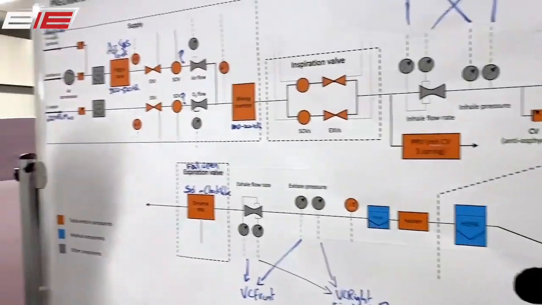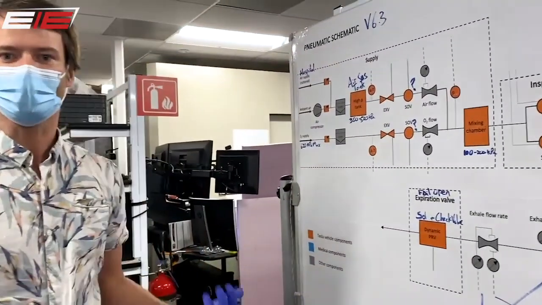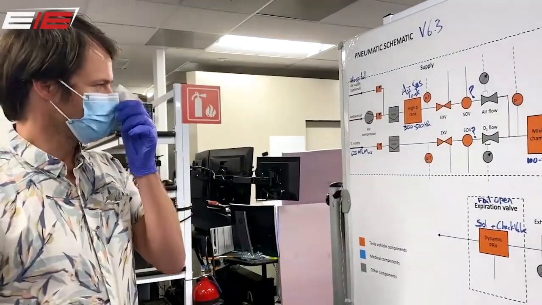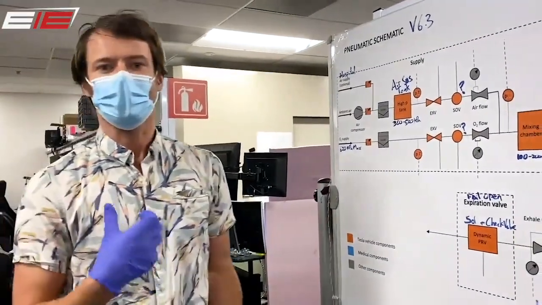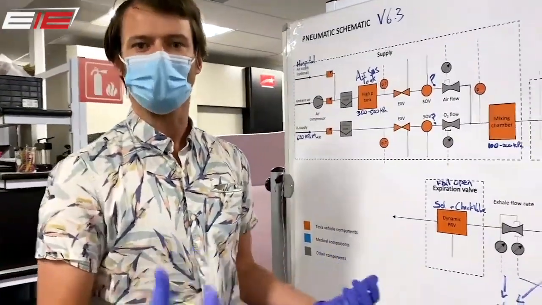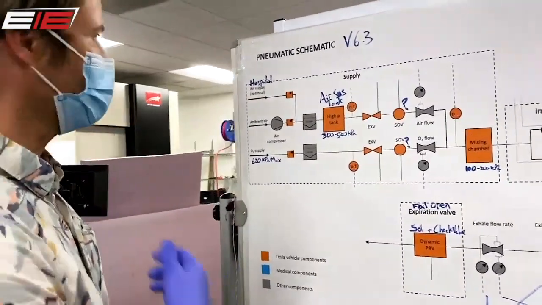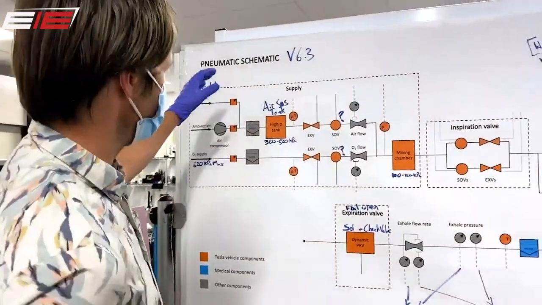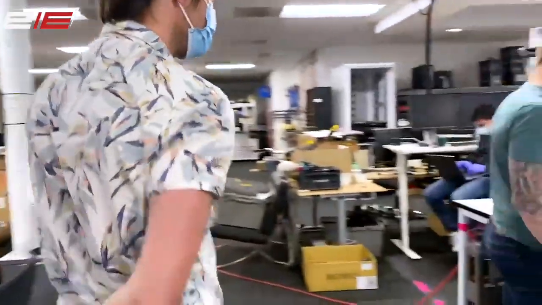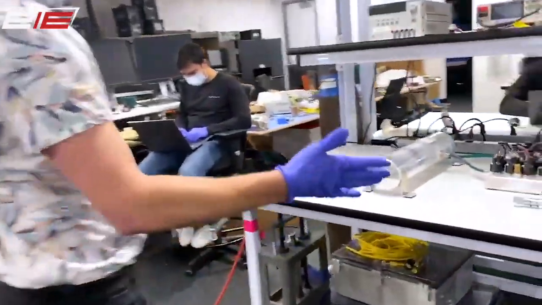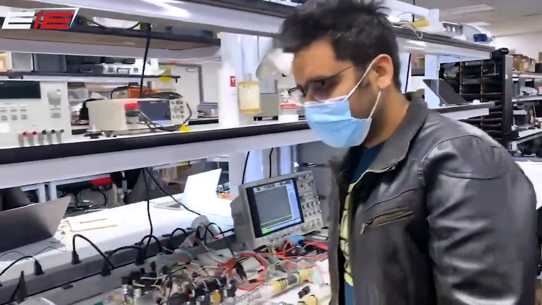What is a ventilator? A ventilator is a device that helps patients breathe who can't breathe well for themselves, and it does that by forcing air into their lungs with a pressure or a volume control, and then they exhale passively. And now I'll take you to our first round of prototype that we developed, and Guru can talk you through that on the bench here.